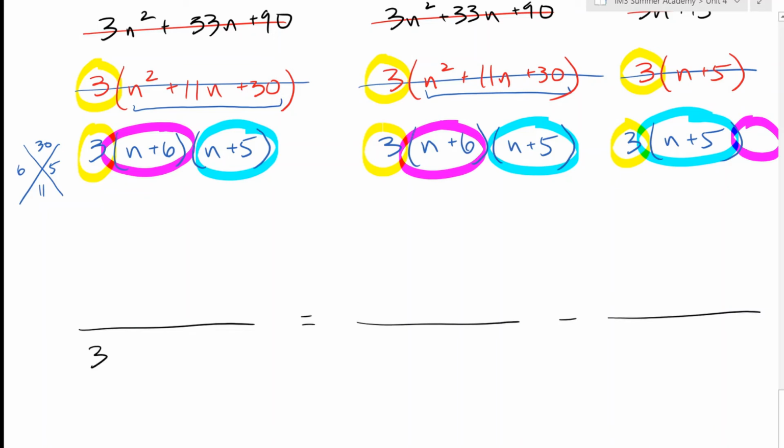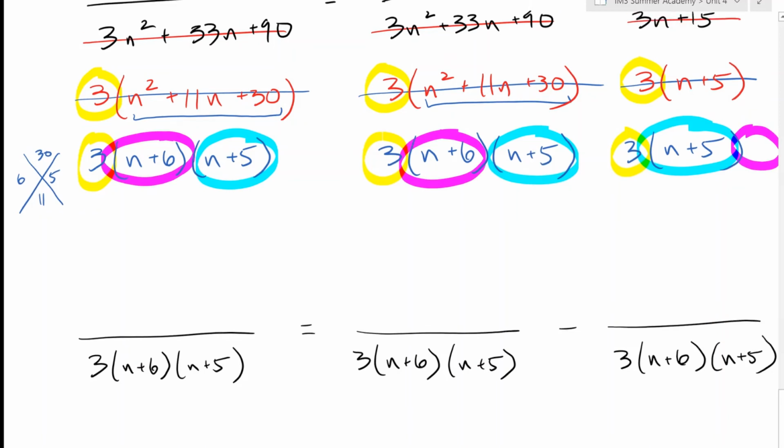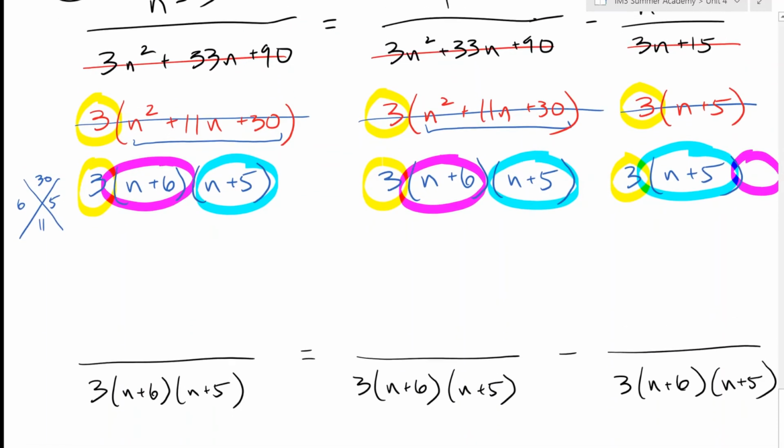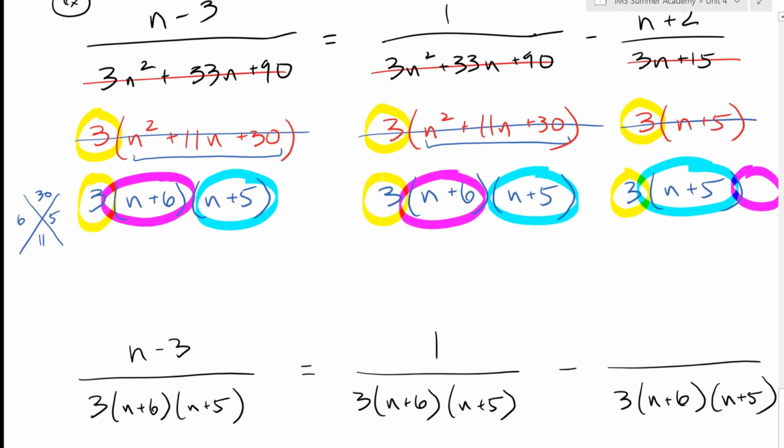So there's a 3, n plus 6, n plus 5. Now that's what we all agreed on that everything needs. The first one already has all that, so we'll leave the top alone, n minus 3 from above. The second one already has that, so we'll leave it.